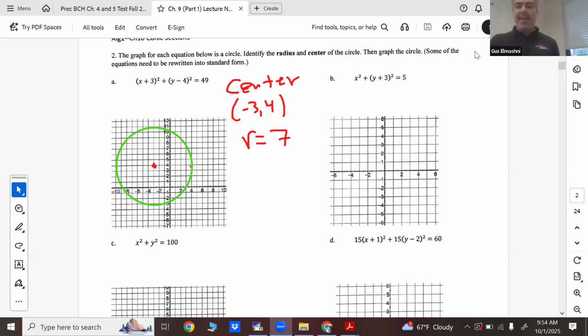I guess keep going here. Everyone's here today. Part B. Actually, why don't you guys do B, C, D on your own? I think you can handle it. Now you should be able to tell what's the center and the radius. For D, by the way, divide by 15. Right? For D, divide by 15.